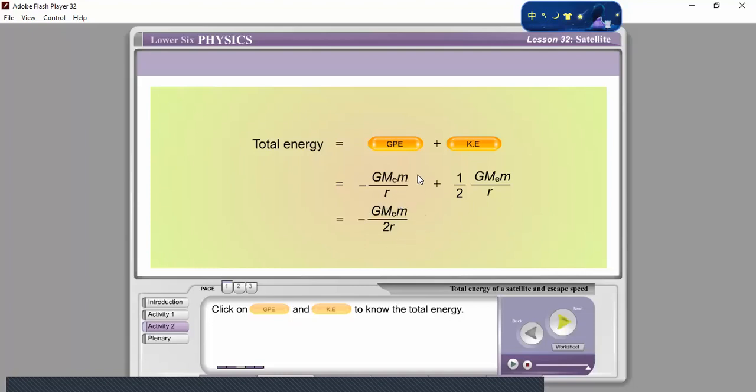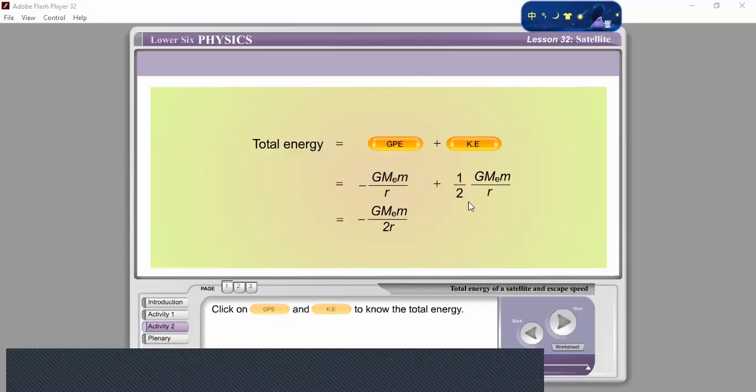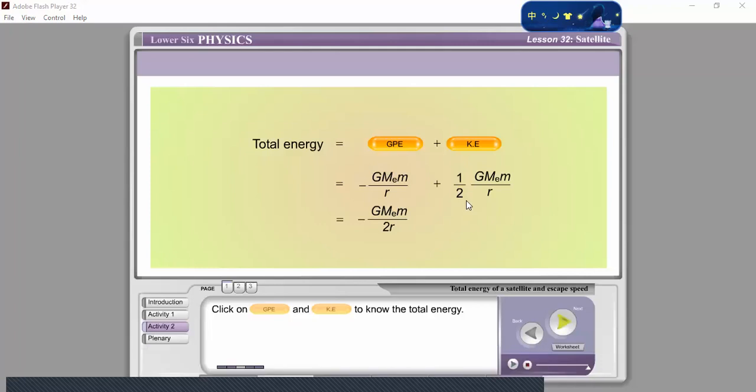This is the potential energy. The magnitude of the gravitational potential energy is GMeM over R, and it is negative because it is an attractive force. Its kinetic energy is 1 over 2 GMeM over R. This means that the total energy of the satellite becomes negative GMeM over 2R.